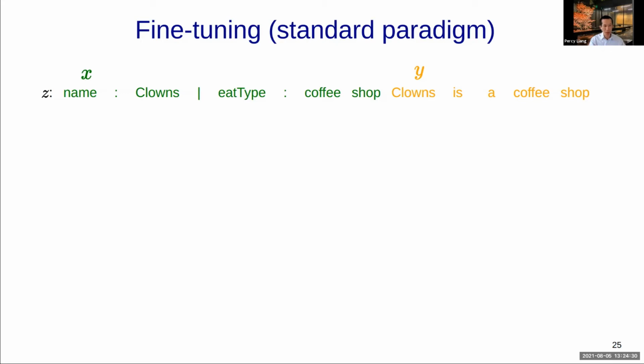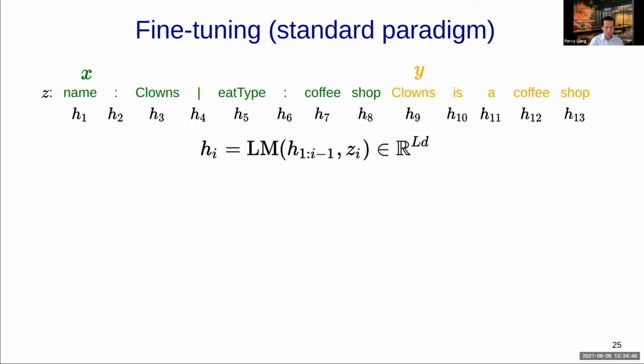So remember, prompting was just inspiration. Now we're going to go back to fine tuning and see how we can incorporate that intuition. Here's a little bit of notation just to set the stage. We have X, which is the input, and Y, which is the output. We're going to call Z the concatenation of the input and output.